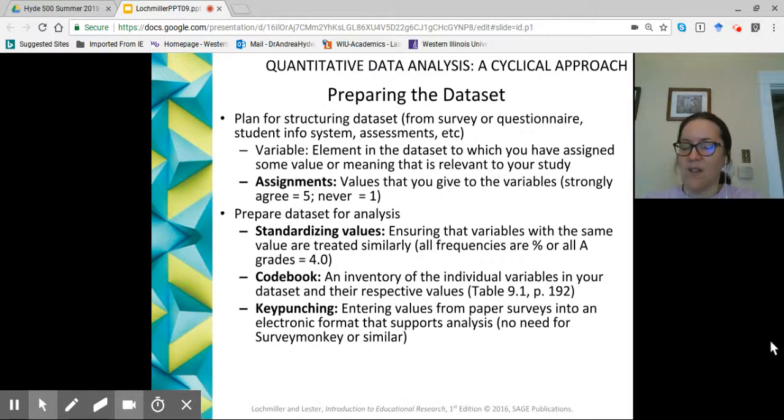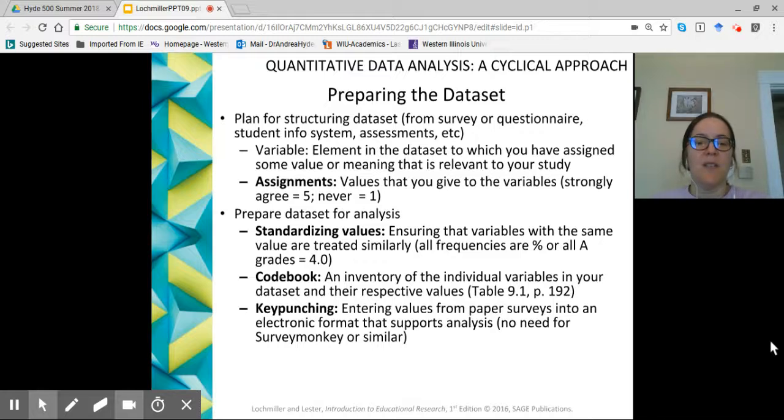I started using a more advanced version of SurveyMonkey recently and realized the things that it could do. So just like with qualitative research data, you want to know where you're going to keep your survey data, your student information system data, your assessment scores, et cetera. A nice Excel spreadsheet is fine for that.